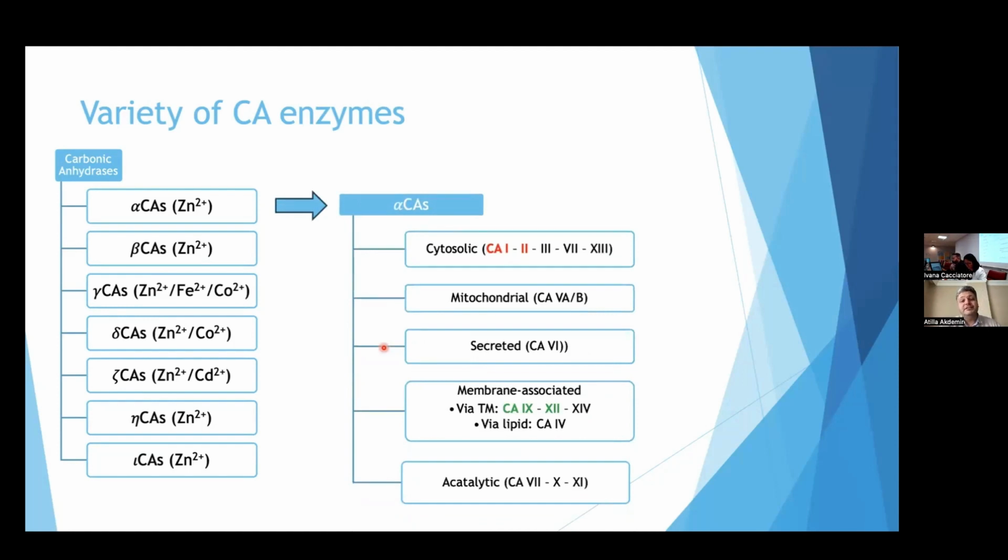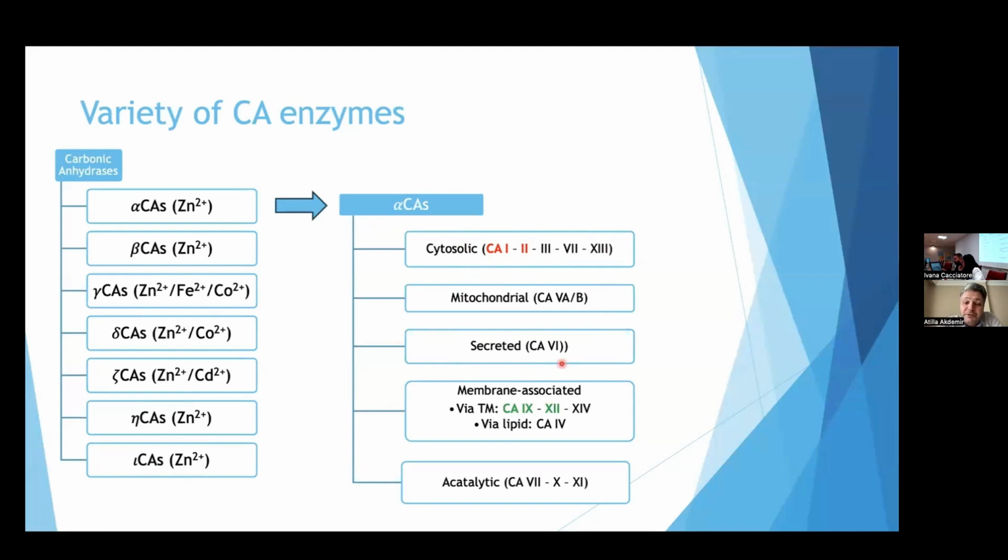We are mainly interested in alpha carbonic anhydrases. They are present in humans, and there are many different forms. For example, you have the cytosolic ones. These are the carbonic anhydrases 1, 2, 3, 7, and 13. I have indicated 1 and 2 in red because these are very abundant inside different tissues also. So it has a very wide expression profile. Carbonic anhydrase 5A and 5B are mitochondrial types.